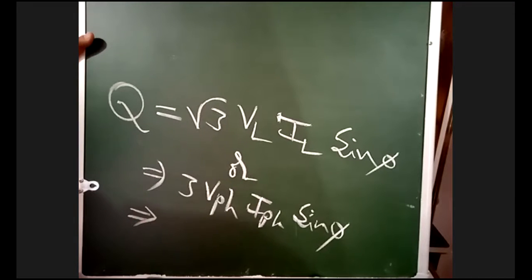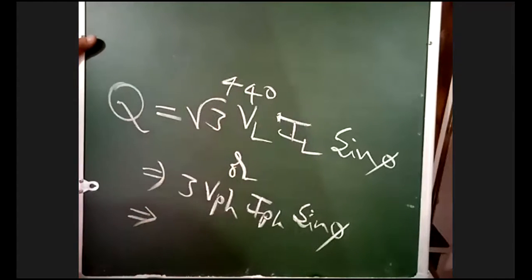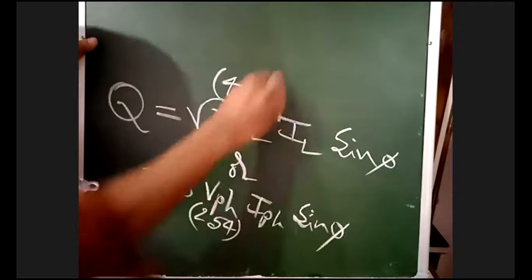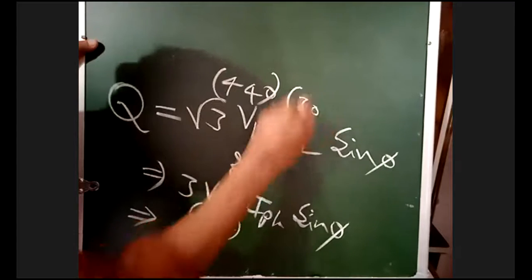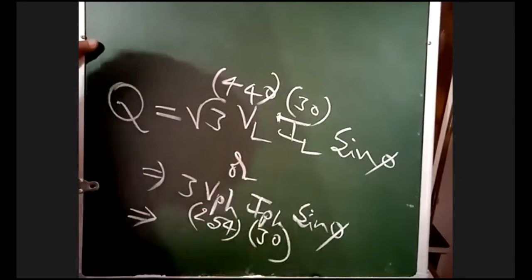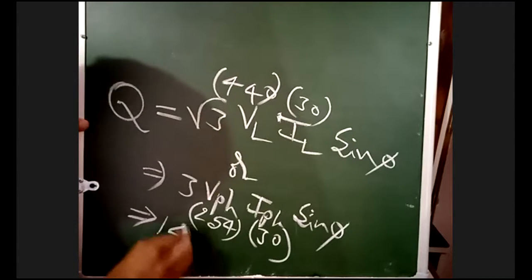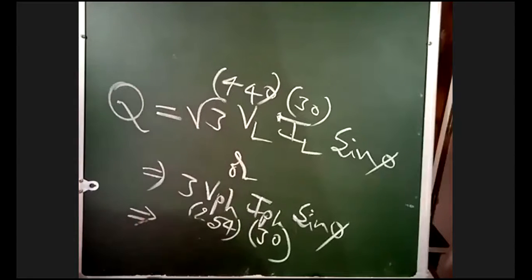Take any formula. VL is 440. V phase is 254. And IL is equal to I phase. We know IL, that is 30. I phase is also 30. And we know phi. 21945.6, how much? 21945.6.